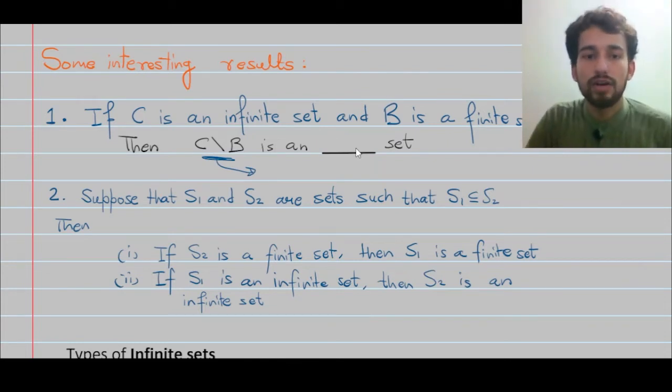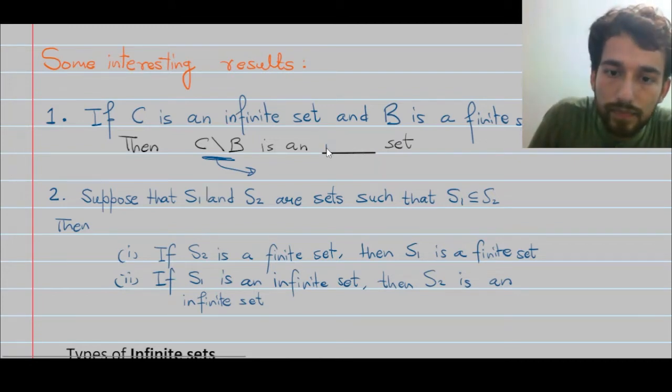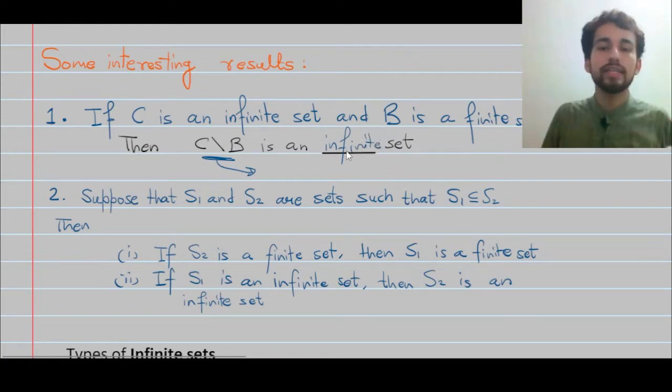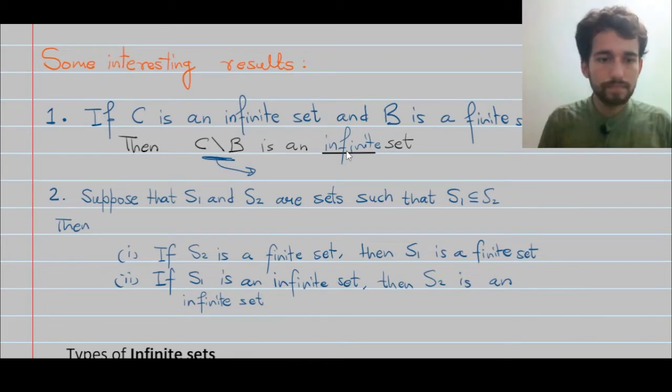I hope you have given a thought to it. The answer is infinite. It is quite obvious and straightforward that if we have an infinite set C and B is a finite set, what we are basically doing is just removing a finite number of elements from an infinite set. So the resulting set is again going to be infinite.